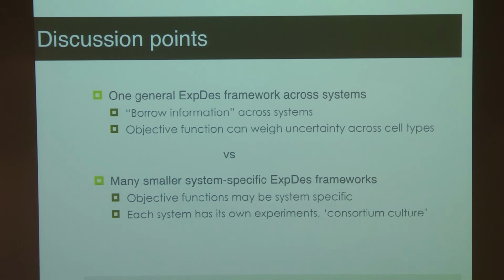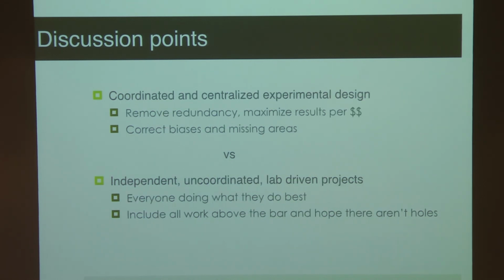So another discussion point that I want to bring up is, are we going to think about a general across-HCA experimental design framework where we can borrow information across the different systems and help each other out? Or do we want to think about smaller system-specific experimental design frameworks? Because the objective functions, I think, truly may be system-specific. And I think also, given the talks that we've seen recently, it seems like each system, whether it's brain or immune cells, really has its own set of experiments that are most important for understanding the basic biology of those systems. And there's also sort of a consortium culture, I think, a system culture.